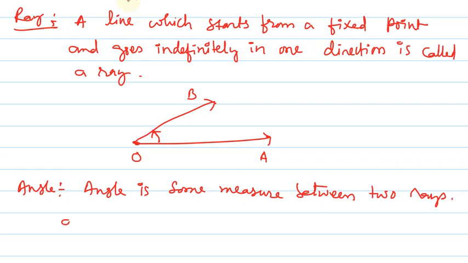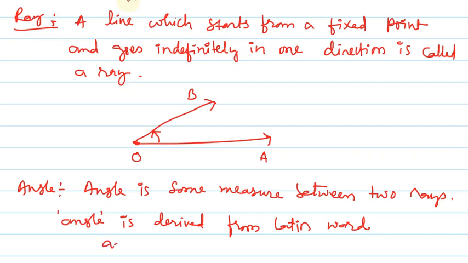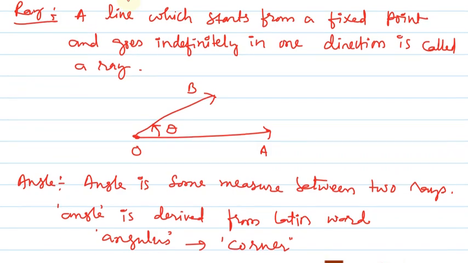The word angle is derived from the Latin word angulus. The meaning of this angulus is corner. So this corner between rays OA and OB can be called an angle. So let's represent this with theta.